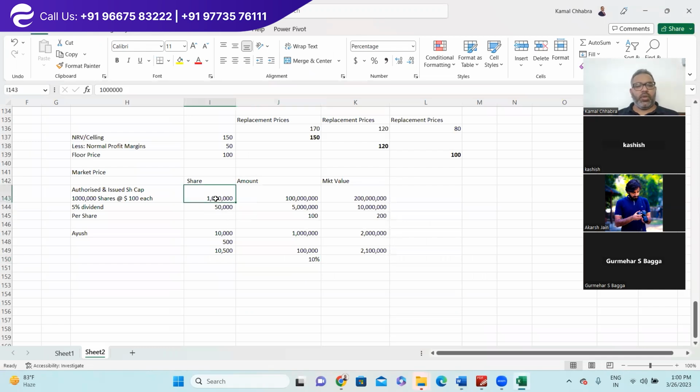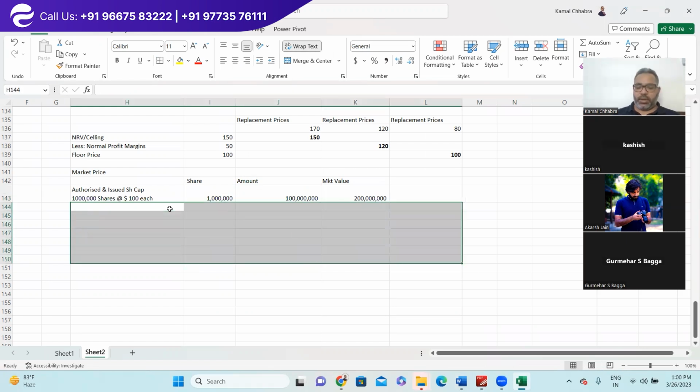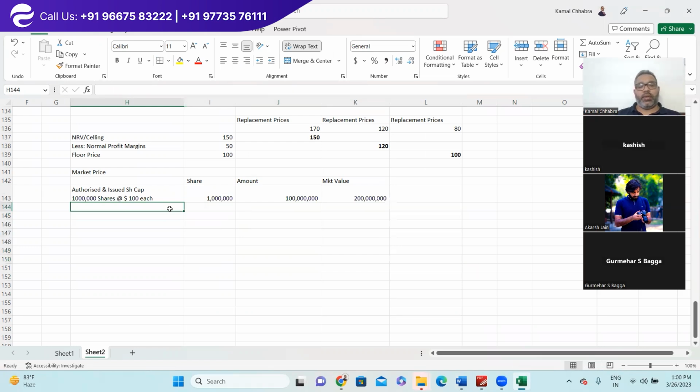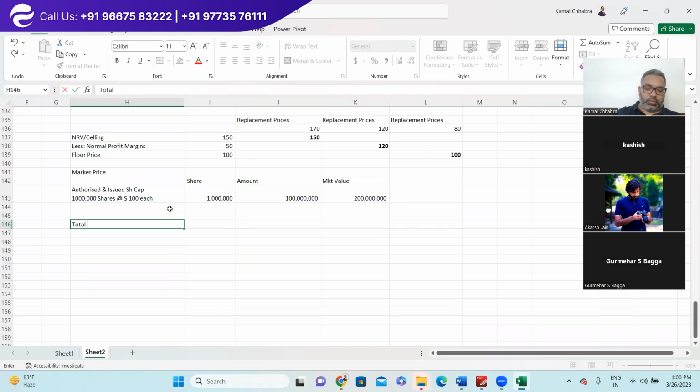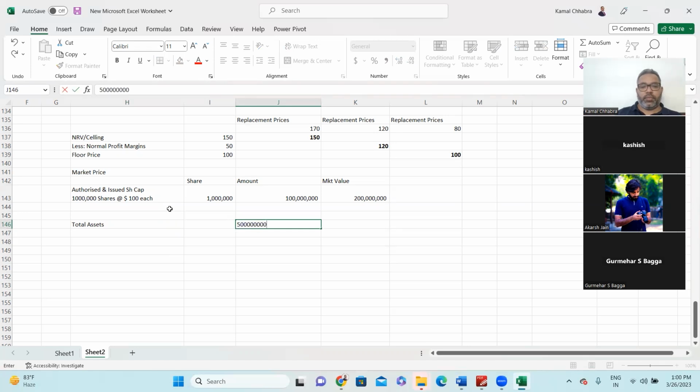So for example, let's assume you have $1 billion of share capital, right? And let's say total assets, let's assume you have $5 billion.